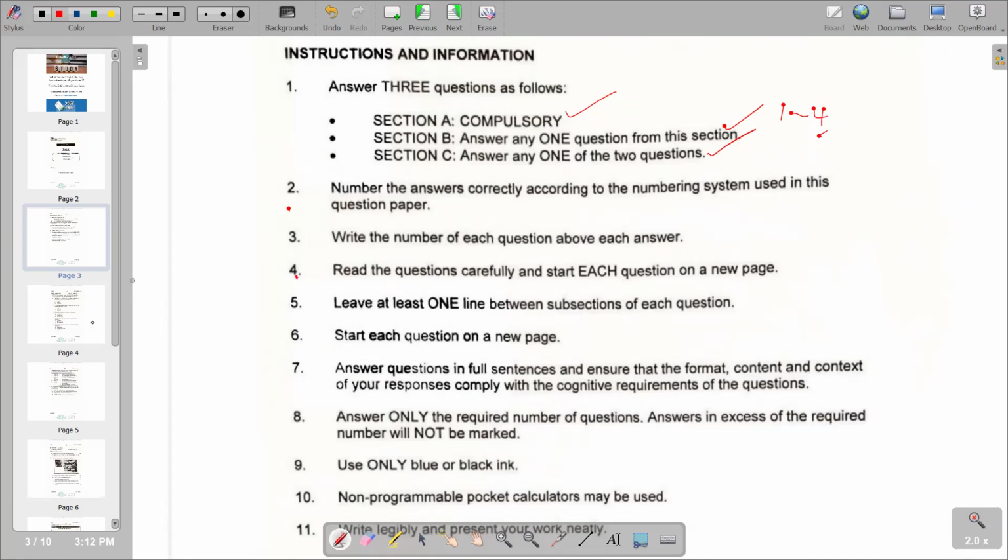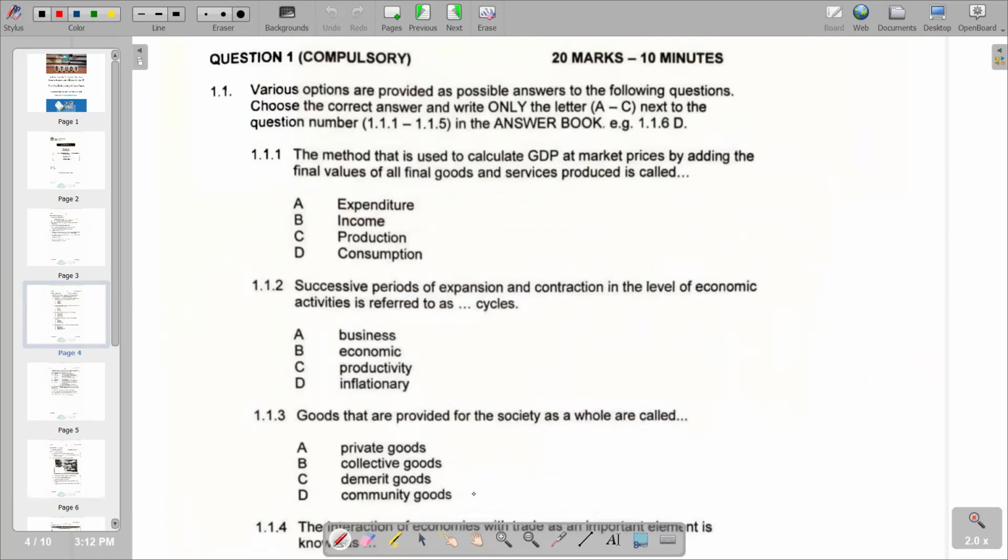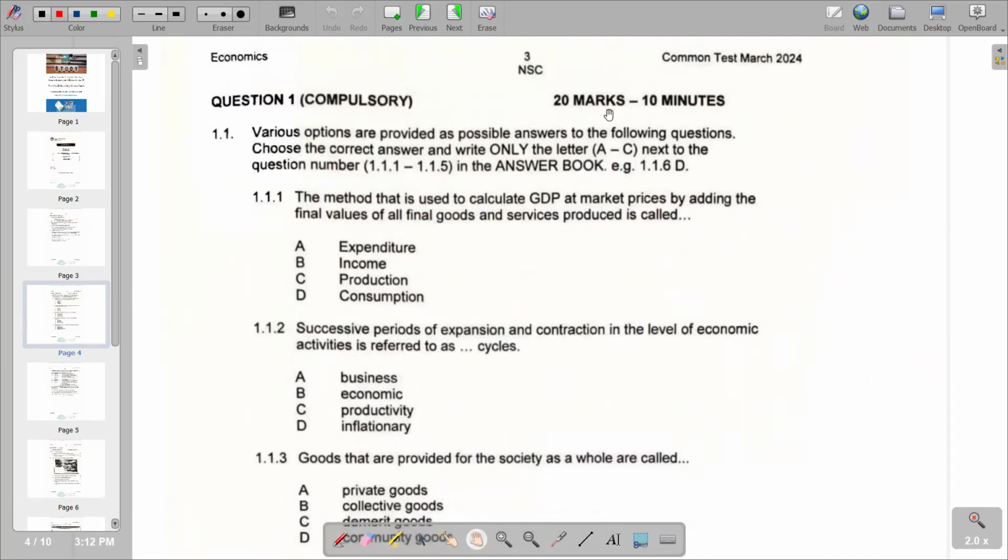So for the first question, it's our question 1, which is obviously going to be compulsory, and then our question is going to be 20 marks. It requires you to spend on average 10 minutes. So this is what we have on our question 1. The question reads: various options are provided as possible answers to the following questions. Choose the correct answer and write only the letter A to D next to the question number, and then we are given how you are going to present it in your answer book.